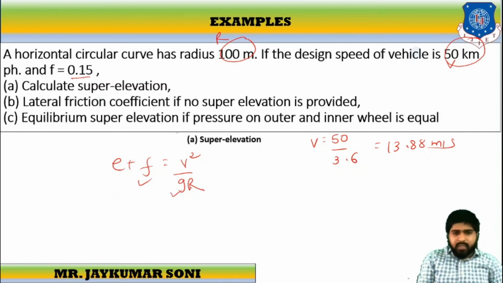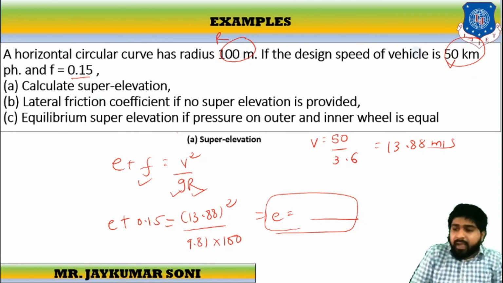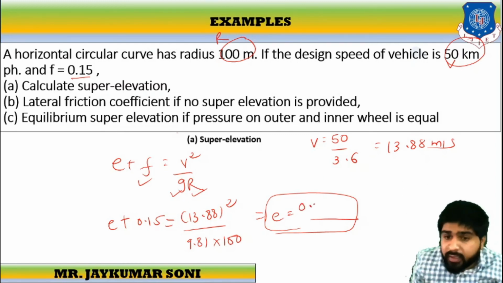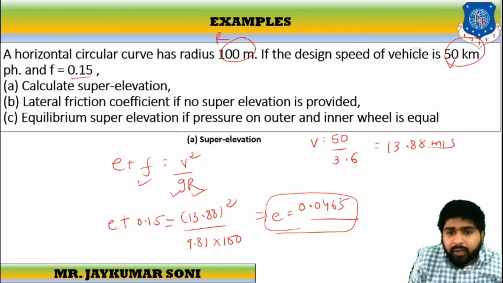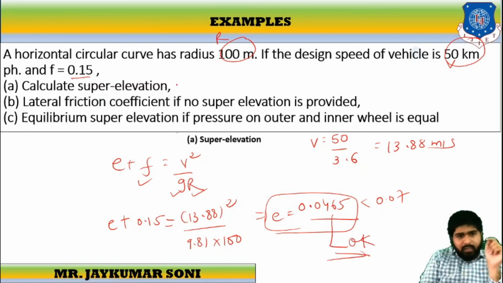We have the value of F as 0.15. We have the value of g as 9.81. We have the value of R. So E plus 0.15 equals 13.88 whole square by 9.81 into 100. Put the value and tell me what you are getting as the value of super elevation. I have calculated the value and I have got it as 0.0465. Now the permitted value is how much? 0.07. It is less than that, so that is okay. So we have calculated the super elevation.